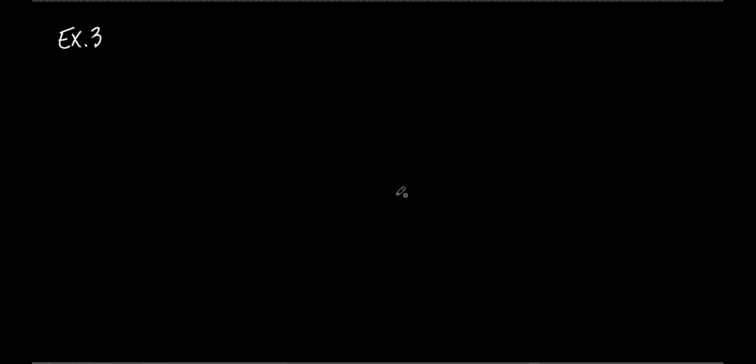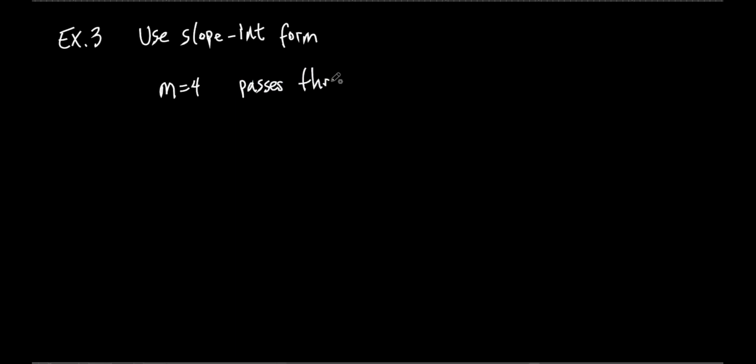All right, so let's do example 3. Here's what it says. Use the slope-intercept form. That makes sense because that's what we're studying in this part of this lesson. Use the slope-intercept form to write an equation of a line with a slope of 4 and passes through a point, and this point is 5, 9.